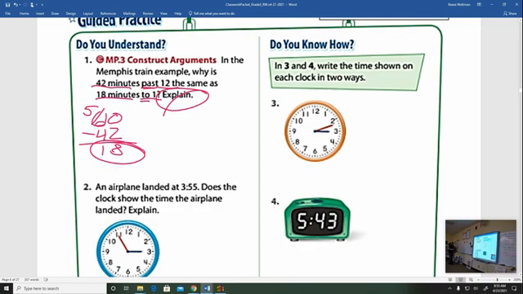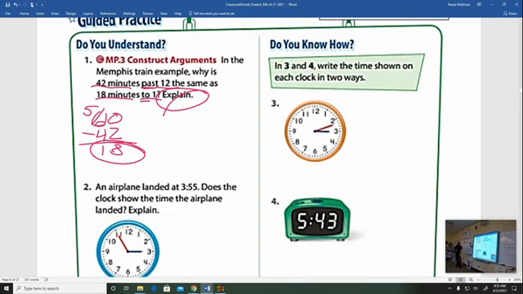Briggs, explain to us. Read the problem again. Read the question. Read the whole problem to us. Memphis, that's a place. So why is that? He said it the other way.